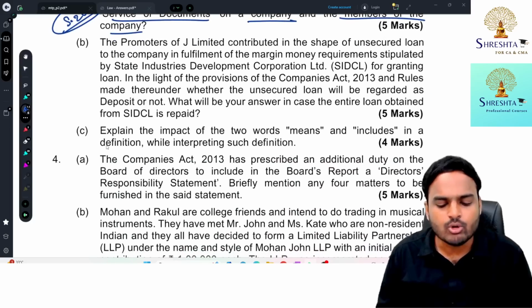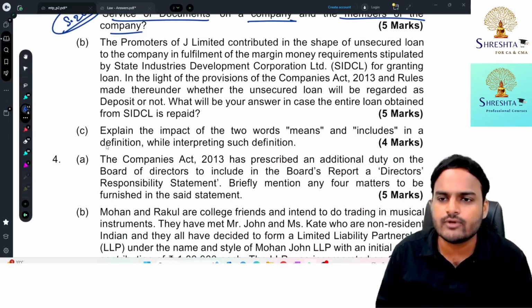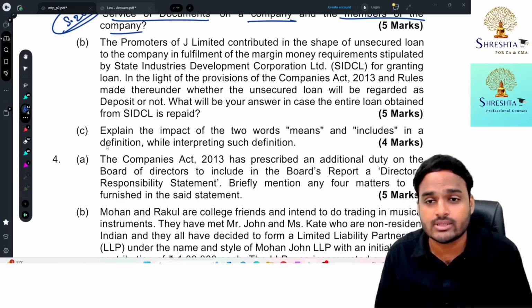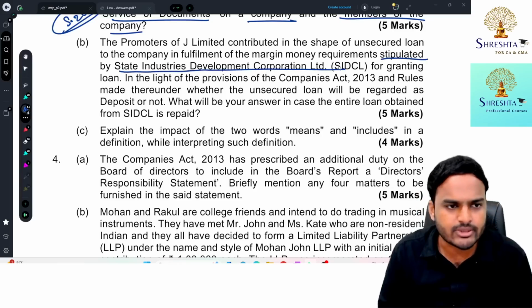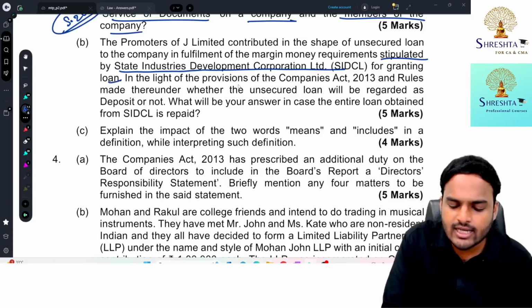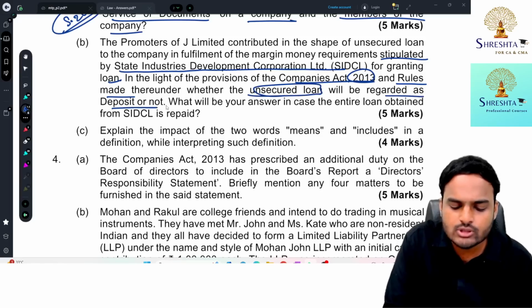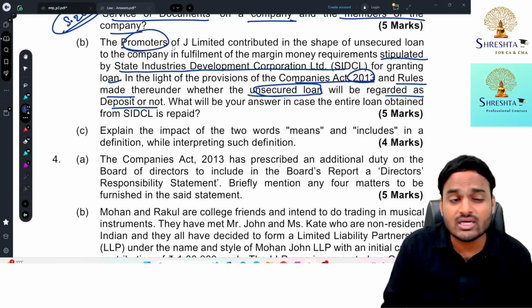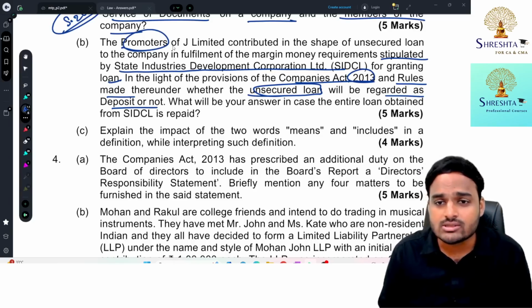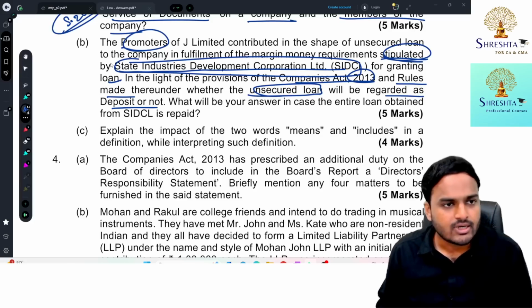Next, promoters of J Limited contributed in the shape of unsecured loan to the company in fulfillment of margin money requirements stipulated by State Industries Development Corporation Limited for granting loan. In the light of provisions of Companies Act 2013 and rules made thereunder, whether the unsecured loan will be regarded as deposit or not. So who is giving this unsecured loan? Promoter. Why is he giving unsecured loan? Because a condition was imposed by lender.